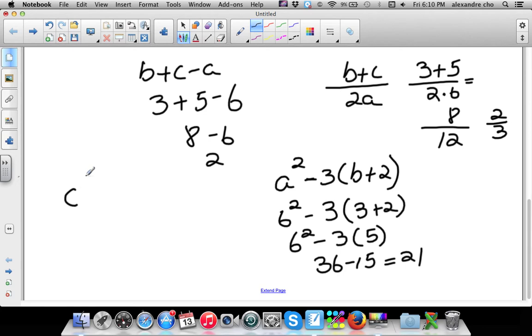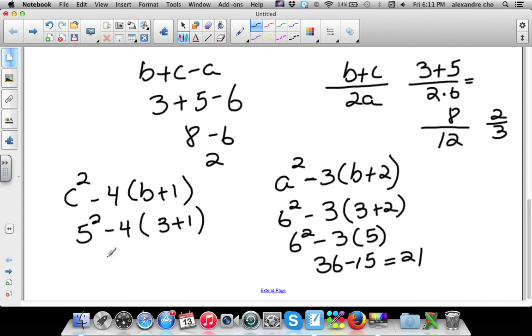Right next to it you have c squared minus 4 times (b plus 1). C is 5, so it becomes 5 squared, minus 4, and B is 3, so it becomes 3 plus 1. And 5 squared is 25, minus 4, and 3 plus 1 is 4. I should have done the parentheses first, sorry. Okay, but since it didn't affect, it was okay to do the exponents. My apologies. So now we have 25. And you have to do the multiplication. 4 times 4 is 16. And 25 minus 16 is definitely 9. Okay?